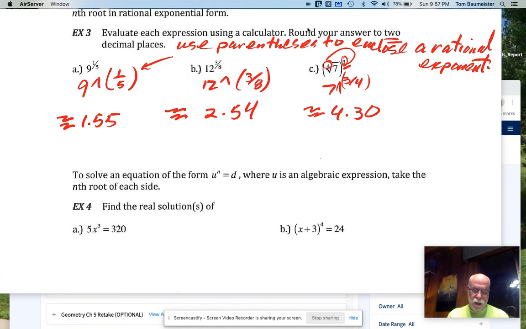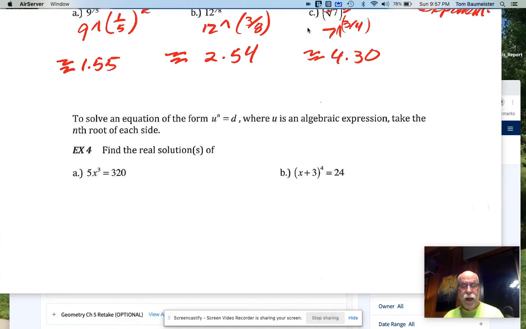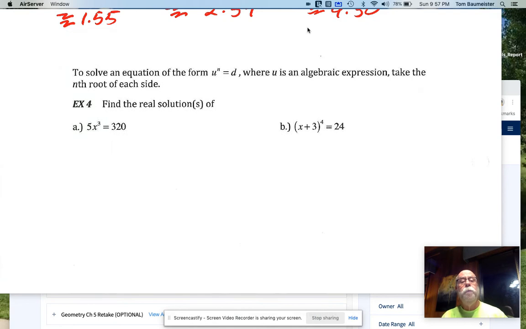And finally, the last, to solve an equation of the form u raised to the nth power, where again, n can be any integer, is equal to d, where u is an algebraic expression, take the nth root of each side. So for example 4, find the real solutions of the first one, a, 5 times x raised to the third power is equal to 320.